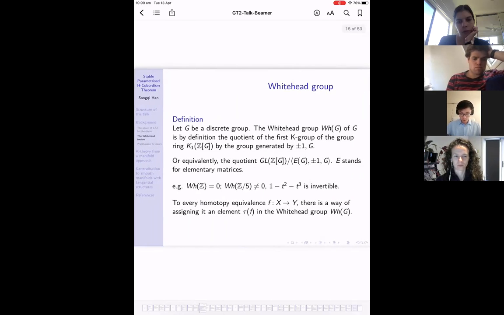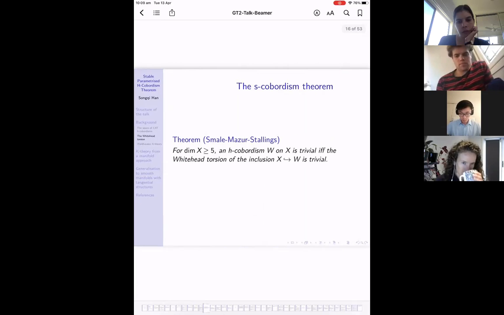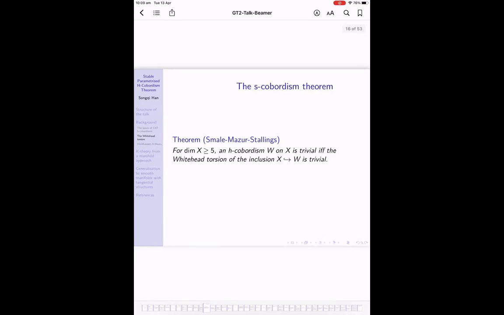And then we transfer to the field of topology. So to every homotopy equivalence, there's a way of assigning it an element in the Whitehead group. With that, we are prepared to state the h-cobordism theorem. Here, S stands for the simple homotopy equivalence. For a manifold, no matter the topological manifold or PL or smooth manifold of dimension greater than or equal to 5, an h-cobordism on X is trivial if and only if the Whitehead torsion of the inclusion is trivial. Or equivalently, this can be said that the inclusion is not only a homotopy equivalence, but a simple homotopy equivalence.